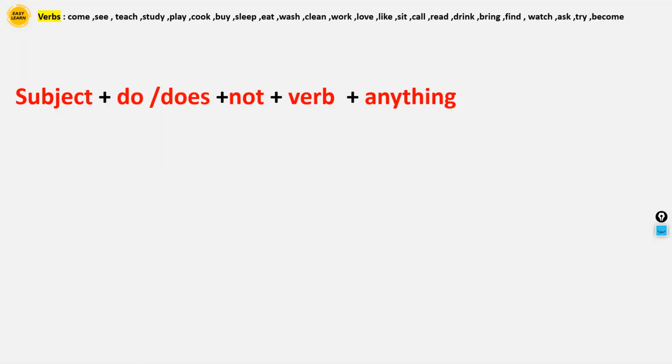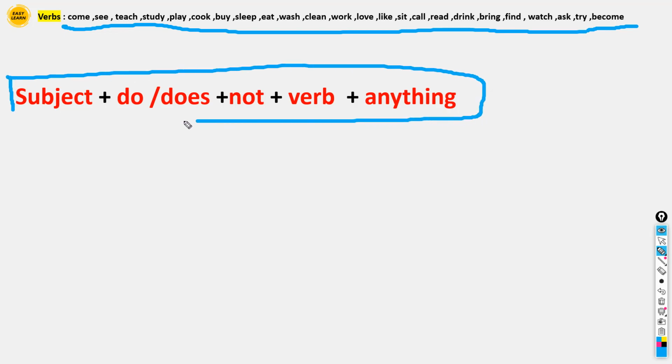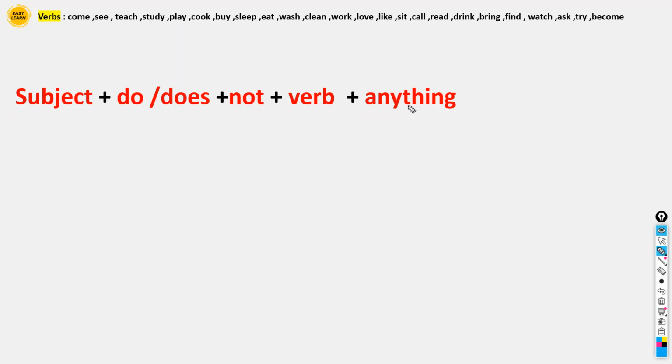Okay. Now let's move to the next guys. So now how we should make examples for do and does. Before that guys, these are all verbs. We will talk about this later. So now, how we should make examples for do and does. Guys, very simple. You should know this formula. Subject, do, does, not, verb, anything. This is how you make examples for do, does.